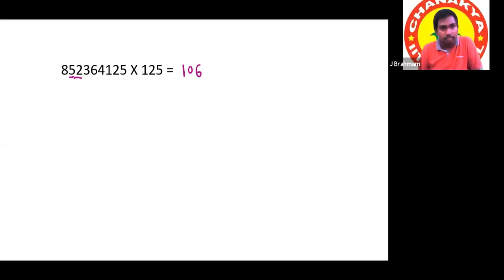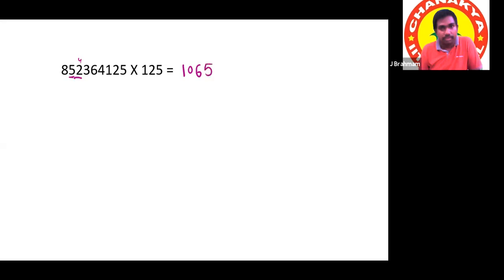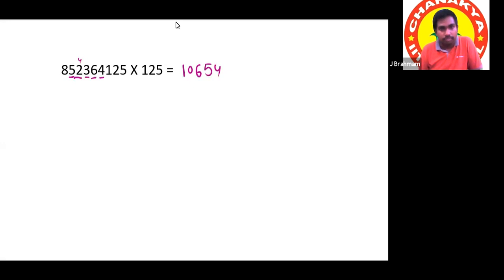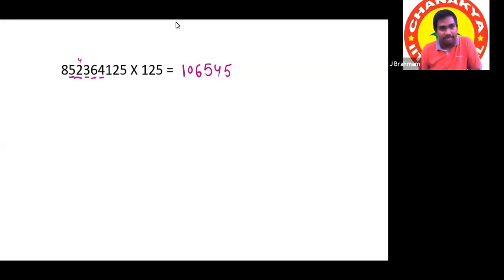Remainder 4, so it will be 43. We take 5, 5 times it is 40, remainder will be 3. Then 36, we take 4, 4 times it is 32, remainder will be 4. Then 44, we take 5 again, 5 times it is 40, remainder 4, so it is 41.